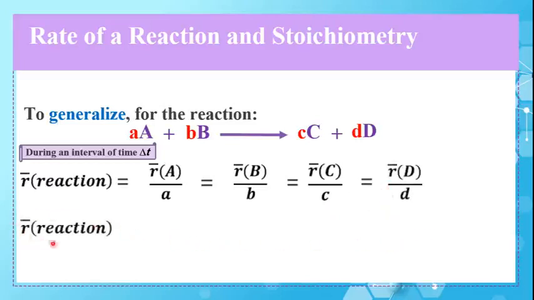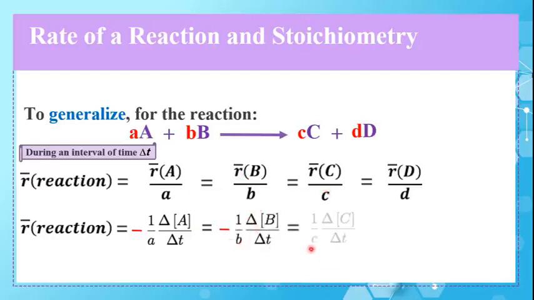So we can also say that the average rate of the reaction is equal to, if we replace the average rate of disappearance of A by its value, minus delta A over delta T, and the stoichiometric coefficient a remains here, equal to the same for B, equal to 1 over c, delta concentration of C over delta T, and the same for D.